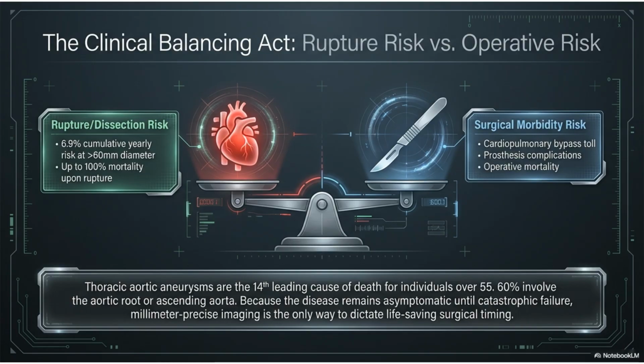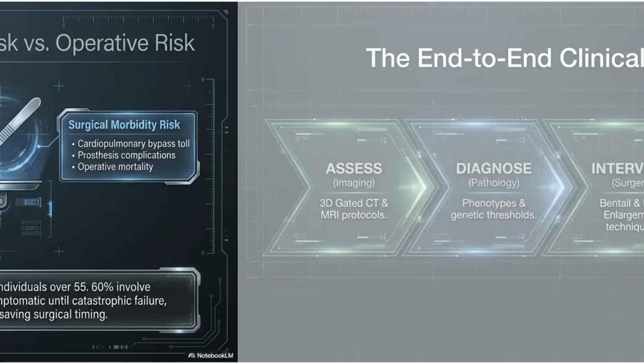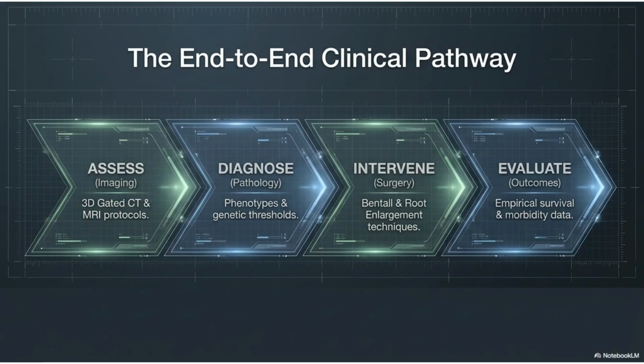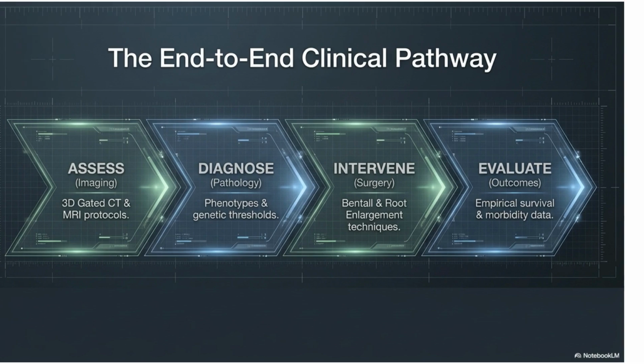Thoracic aortic aneurysms are a leading cause of death, often remaining asymptomatic until catastrophic failure. Precise imaging is vital for life-saving surgical timing. The end-to-end clinical pathway involves 4 key steps: assessing with 3D-gated CT and MRI, diagnosing pathology and genetic thresholds, intervening with Bentall and root enlargement techniques, and evaluating empirical outcomes data.